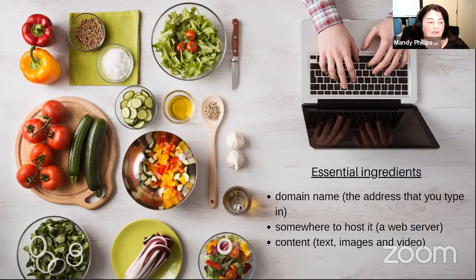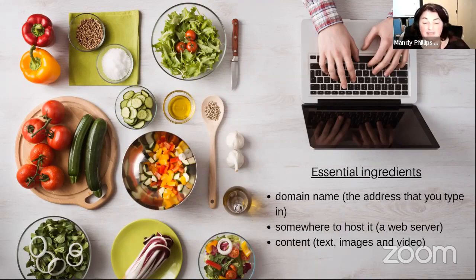So if we were to start building a website, it's a bit like a recipe. The main ingredients are, have a domain name. So a domain name is the address that you type in. So amazon.com is a domain name. soulfulpsychotherapy.co.uk is another one. definitemedia.com is another one. The domain name is the thing that someone types in to find you. And it's usually the address that you put on your business card. That's the way that people get to where you are.